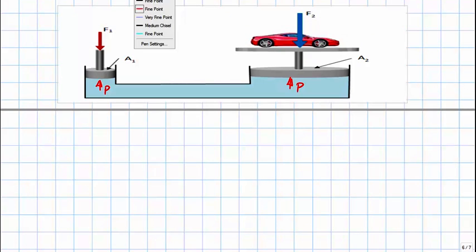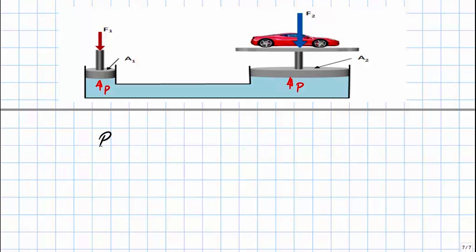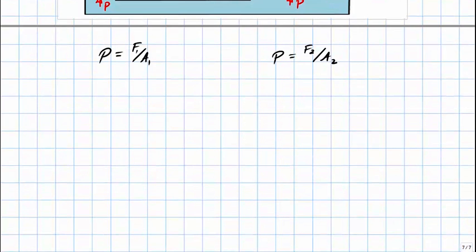As a result, we can write the following equations. On the left-hand side, the pressure just equals the force divided by the area. In this case, the pressure equals F1 over A1. On the right-hand side, the pressure equals F2 over A2. And again, according to Pascal, both of these pressures are equal. Therefore, we can equate the two right-hand sides and obtain F1 over A1 equals F2 over A2.